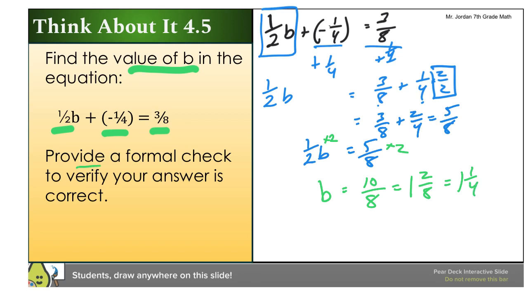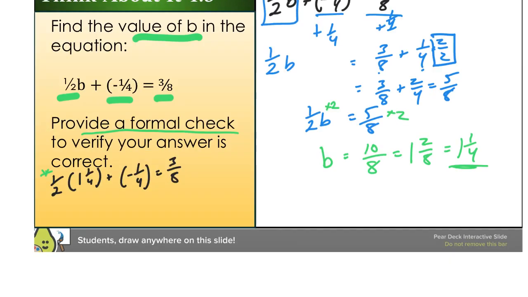Now this does say provide a formal check. So I'm going to write the check over here. I'm going to rewrite the equation with my answer. So I have 1/2, instead of putting b, I put my answer, 1 1/4, plus negative 1/4 is equal to 3/8.